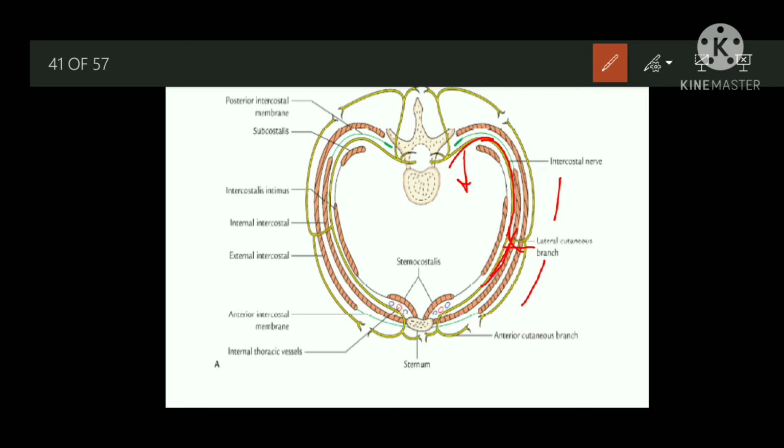The main trunk of the nerve courses forward, and here it crosses the internal thoracic artery superficially. Then it pierces the internal intercostal muscle and the anterior intercostal membrane lateral to the sternum. Here it gives the anterior cutaneous branch, that is a terminal branch. It divides into the medial and the lateral branches to supply the skin on the front of the thoracic wall.